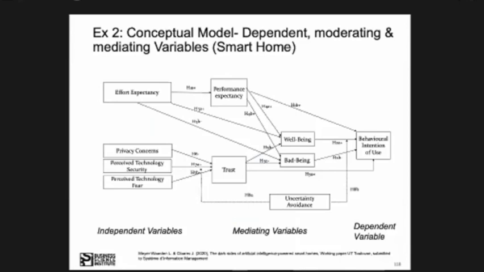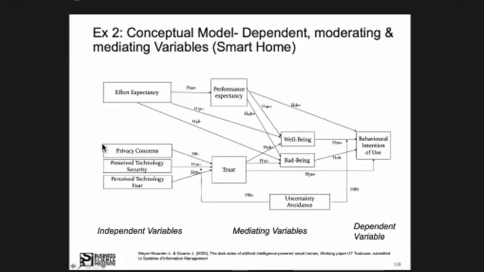Here, the conceptual model of smart home adoption. So we have here independent variables. The lower the effort expectancy, the higher should be the performance expectancy. So they have an impact on the mediating variable performance expectancy. We have also another mediating variable, well-being. So the lower the effort expectancy, the higher should be the well-being, and the lower should be the bad being.